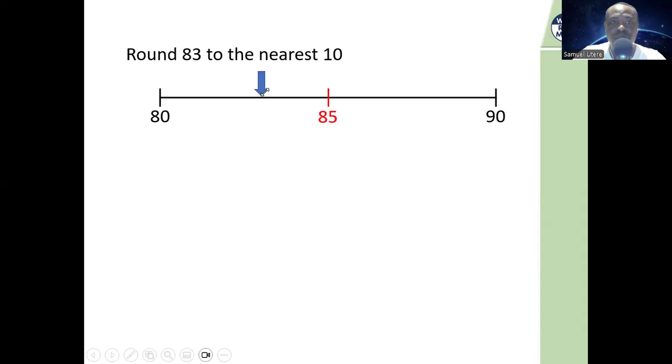So 83 is closer to 80 than to 90. So in that sense, we can say 83 rounds to 80 to the nearest 10. Okay? And we use these squiggly lines to show approximate. That is approximately equal to 80 to the nearest 10.